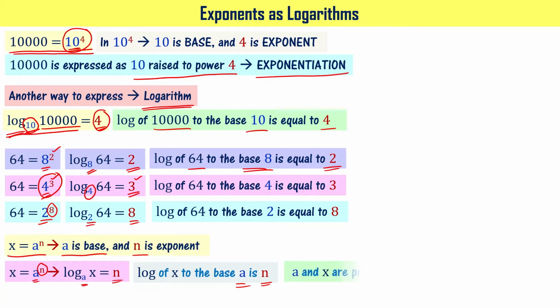Please note here that a and x are positive numbers and a should not be equal to 1. Please note this. If a becomes 1, then the meaning of logarithms is going to be lost, or you say that at a equal to 1, logarithms are ill-defined. That's why we say that when you have to express certain number in the form of logarithms, in the case of x equal to a power n, you say that a and x are positive numbers and a should not be equal to 1. Please note this.